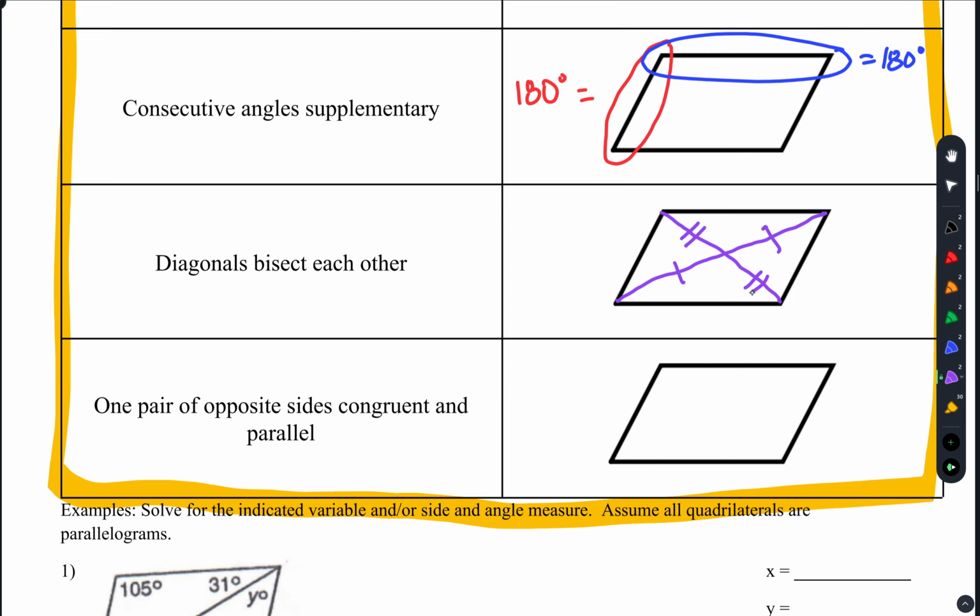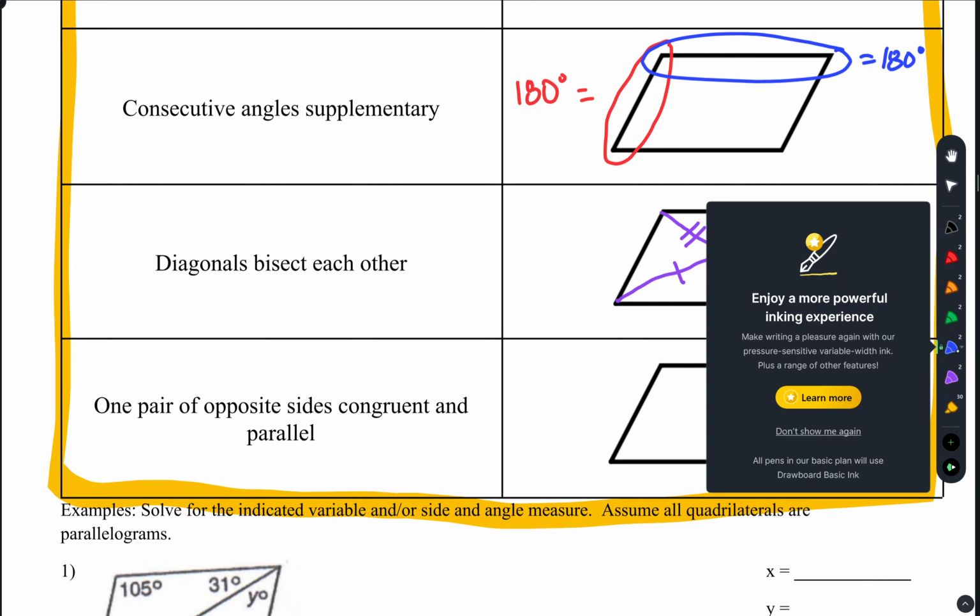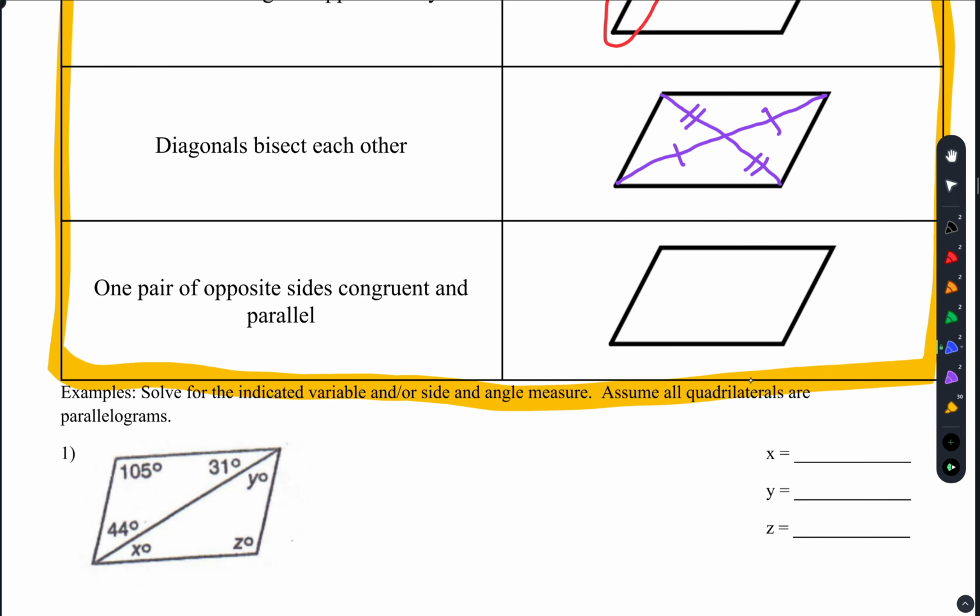Questions on that? Now, the last one here is kind of a weird one because it's, well, duh, we already said that. This one we use to prove parallelograms a lot. Not an actual proof, but it's just, here's a shape. Can you tell me that this is a parallelogram, yes or no? This is the one that we use for that quite often.